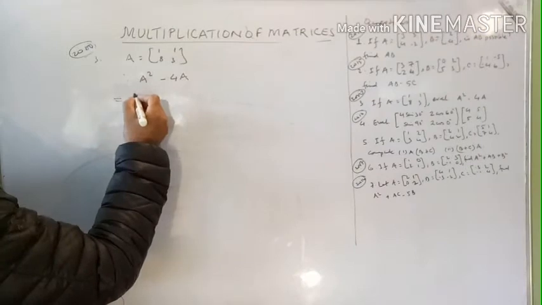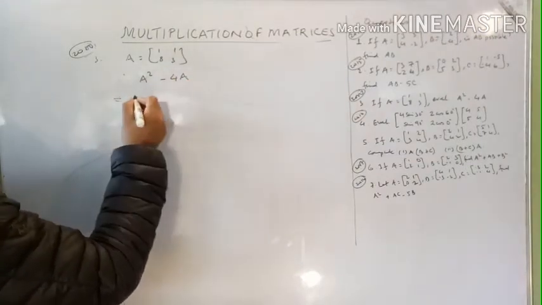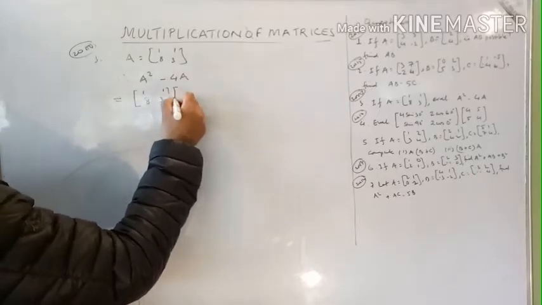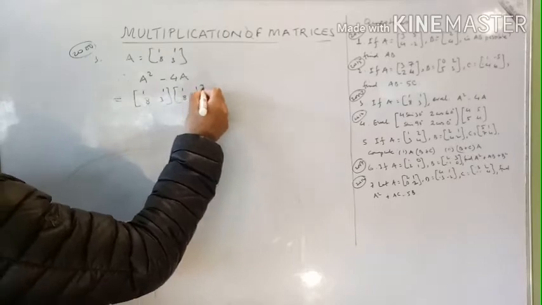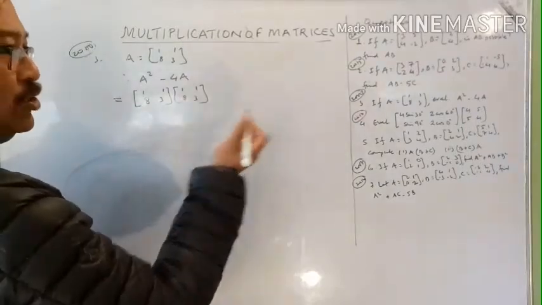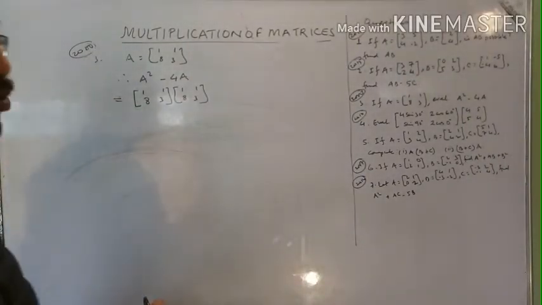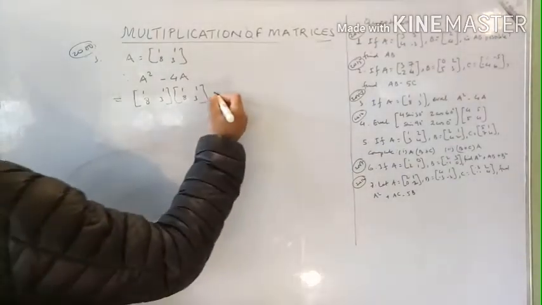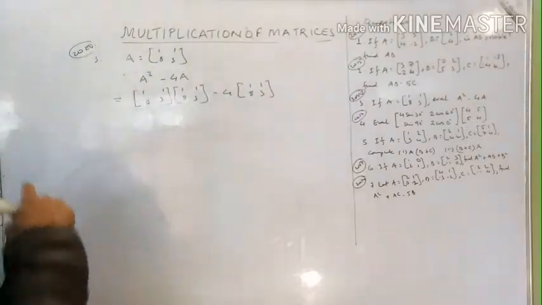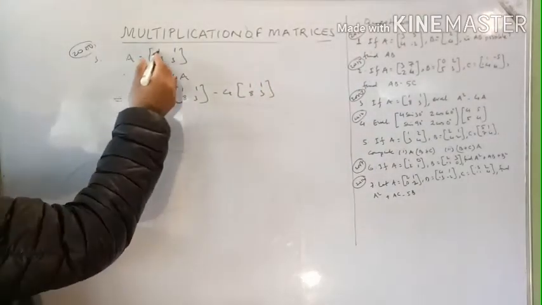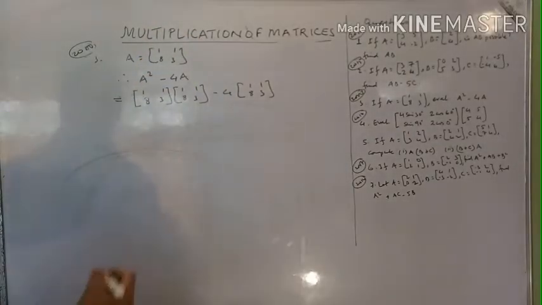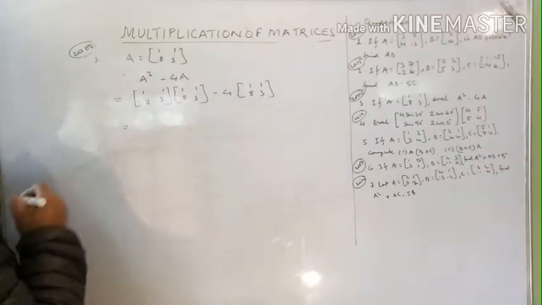To find the value of A square, A square means A into A. So we write 1 1 8 3 into 1 1 8 3, twice you have to write. To find A cube, it is A into A into A: you first find A into A square, then into A again. So minus 4 A is 1 1 8 3. Don't square each element of 1 1 8 3. This is a matrix, so you have to write it twice and multiply using the rule.